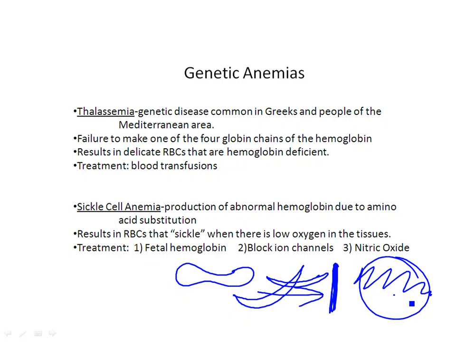You can also block the ion channels in the red blood cell membrane. If you do that, then the ions are not going to flow out, and that red blood cell is going to stay nice and plump, because if you have an ion inside the red blood cell membrane, it's going to take water with it. So that red blood cell now stays nice and fat and plump, and it kind of keeps it from sickling. So that kind of prevents the problem.